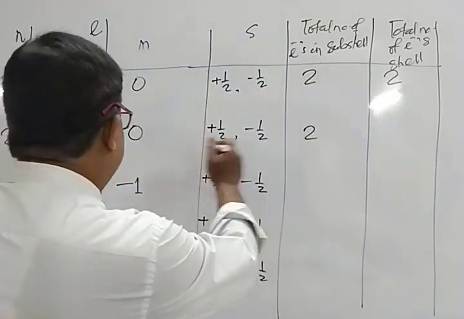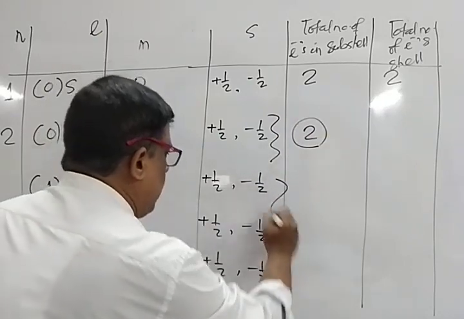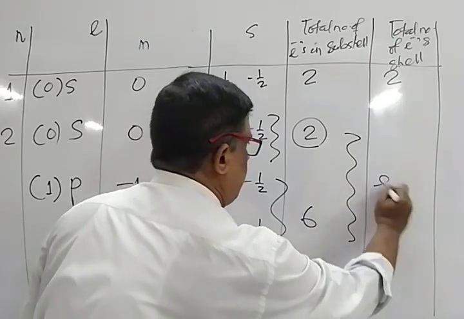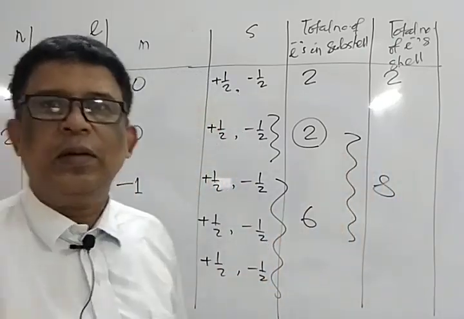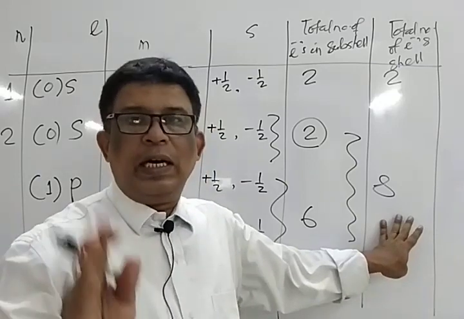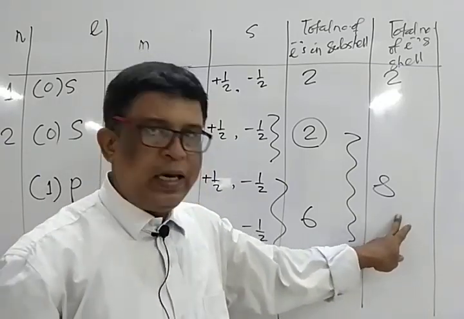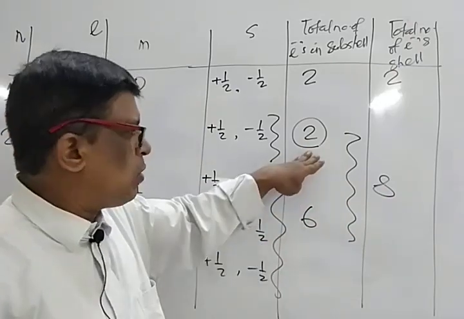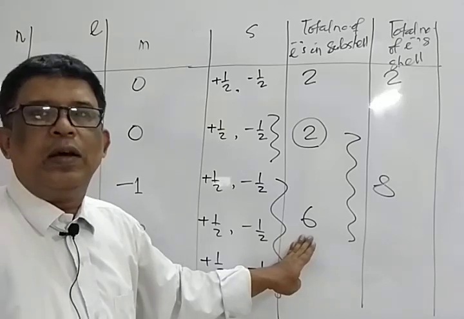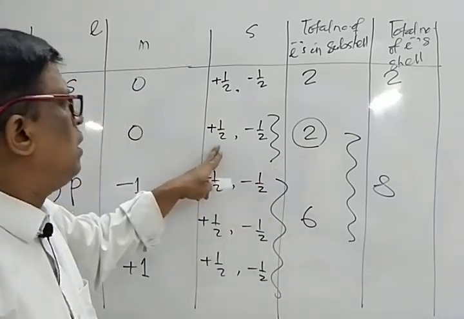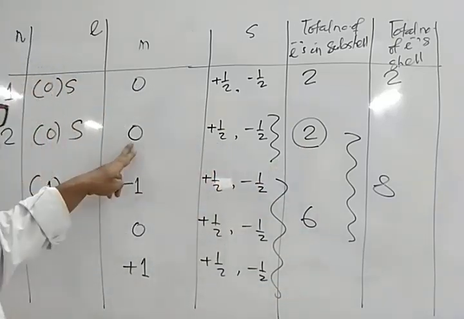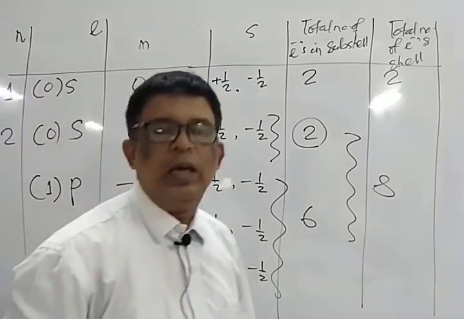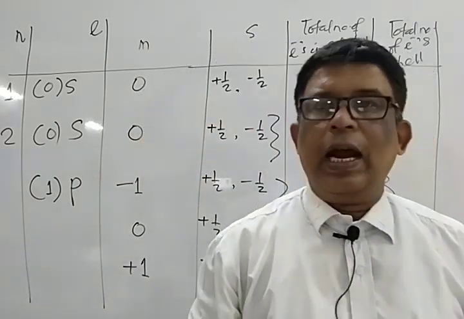So in the first S subcell, maximum 2. In the P subcell, maximum 6. So in the second cell, maximum 8. Mark that. In the second cell, by the 2n square principle, it is 8. These 8 electrons are divided into 2 subcells. In the S subcell, maximum 2. In the P subcell, maximum 6. That is the value of the spin quantum number, magnetic quantum number, and azimuthal quantum number in the S subcell and also in the case of the P subcell. It is all about the first cell and the second cell.